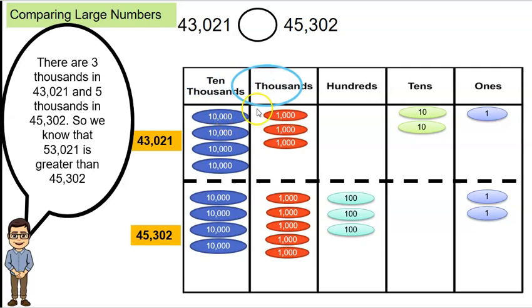I need to look at my thousands place, okay? And I see here there are 3,000s in this number, 43,021, and 5,000s in 45,302. So I just stop right there. I don't have to keep going because right here it tells me this number is larger, 45,302.